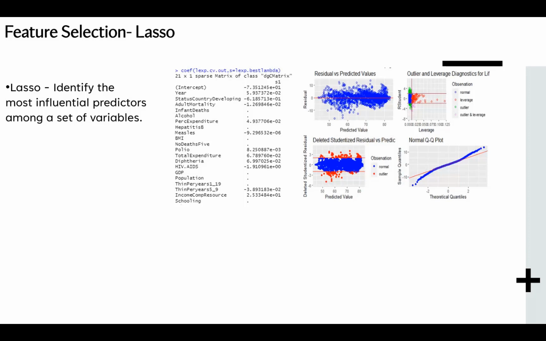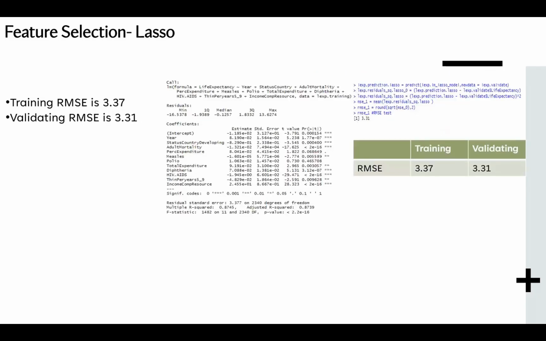After the lasso model modeling process, we identify a set of variables that prove to be the most influential for predicting life expectancy. These include year, adult mortality, percentage expenditure, measles, polio, total expenditure, thinness 1-19 years, thinness 5-9 years, and income composition of resources. These variables are carefully selected based on their impact on our response variable, life expectancy.